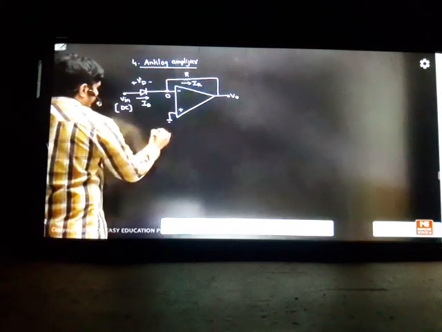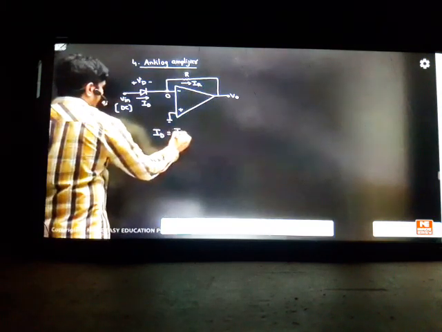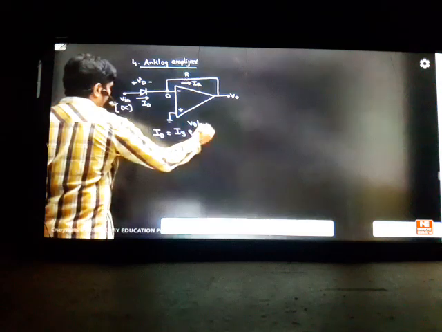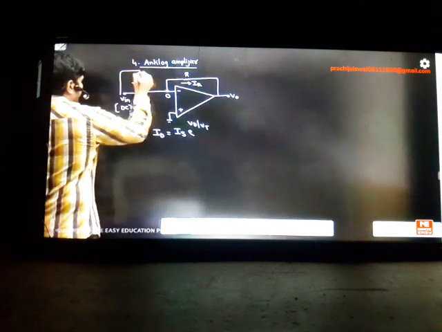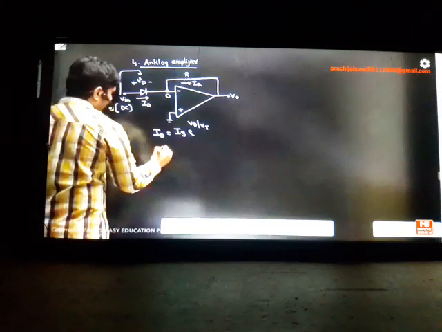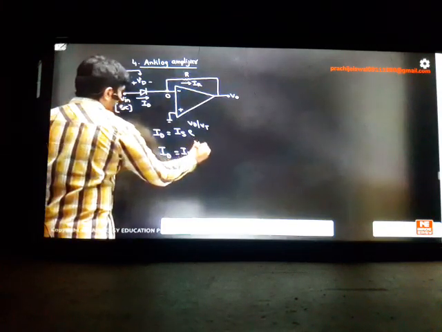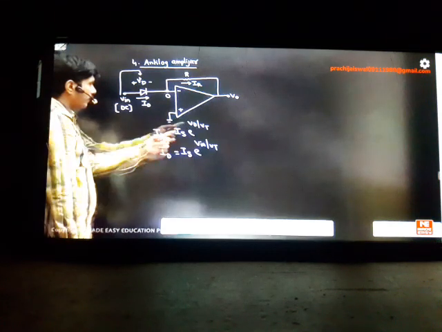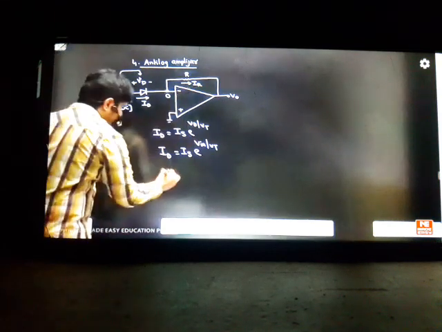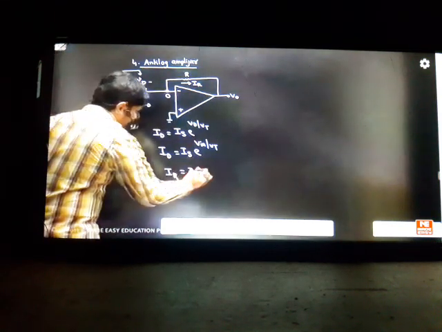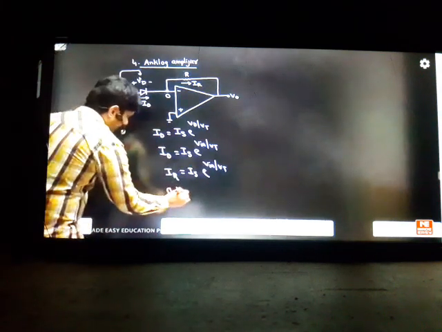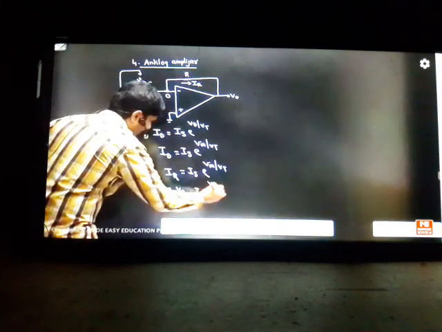First we find the ID current. ID is equal to IS into e power VD by VT. I have written this in class, the diode current equation. But VD and VIN are both the same, because VIN minus 0 is VD. So ID we can write as IS e power VIN divided by VT. ID here becomes IR. What is IR here? It is 0 minus V0 by R, equal to IS e power VIN divided by VT.